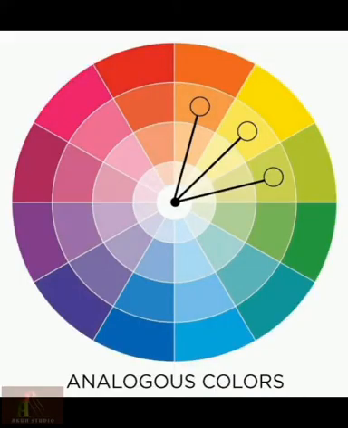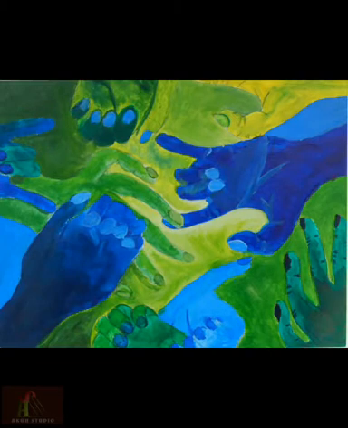Now we have analogous colors. These are colors that are next to each other on the color wheel. Generally, it's only three. You can only use three colors for analogous colors. So you just find 1, 2, 3 colors that are following each other on the color wheel. So this is an artwork that has been done with analogous color. We can find that it's blue, green and yellow green.